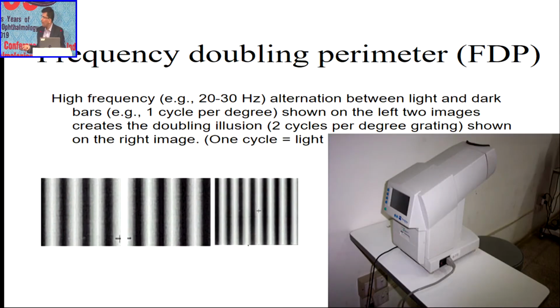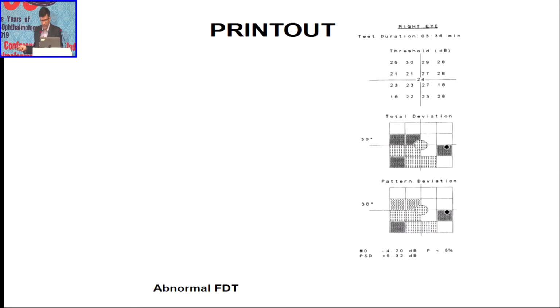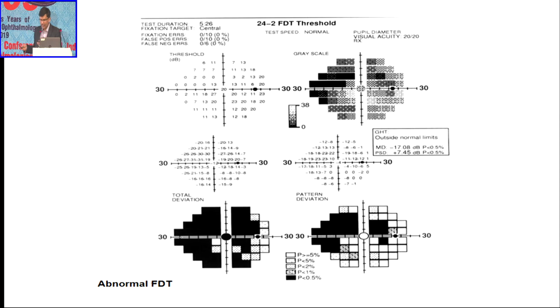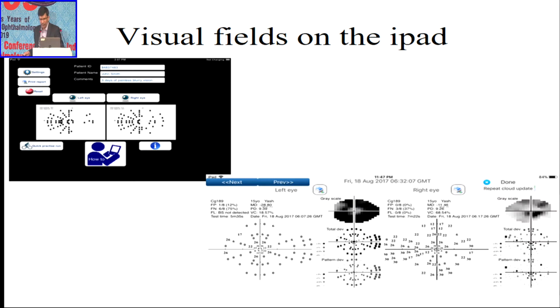The frequency doubling perimetry used a stimulus which was an alternating frequency of high frequency bars that were shown to the patient, and then they were asked to click whenever they had a doubling of this. This was a very small machine, and it had a very sophisticated version, which was the Matrix, again by Zeiss, but these devices again were not very easily usable.